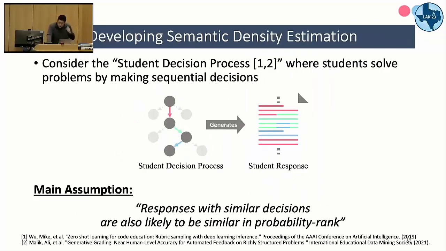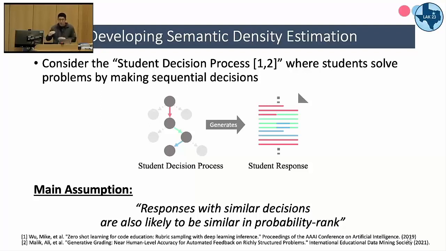Okay, so having defined the Zipf inference challenge, I'll now introduce our first Zipf inference method that we call semantic density estimation, and then tell you how we derive this method. When students solve problems, you can essentially think of them as making a series of sequential decisions that eventually form the response. For instance, if students are solving a programming task, they might have to choose whether to use a for loop, a while loop, or no loops.